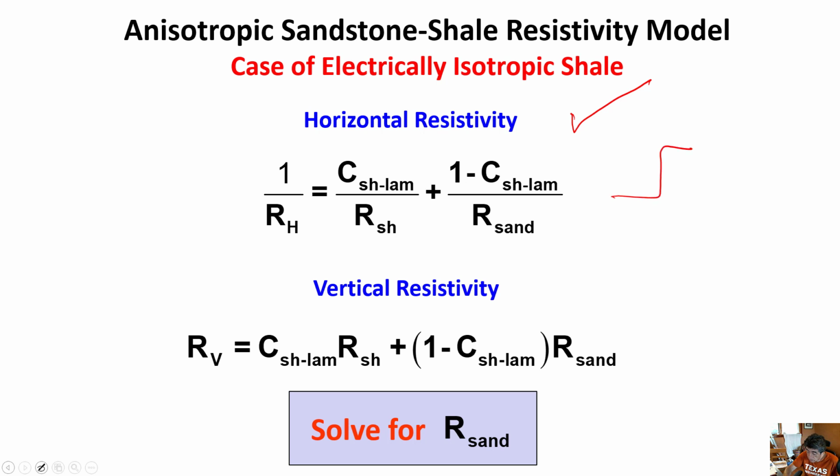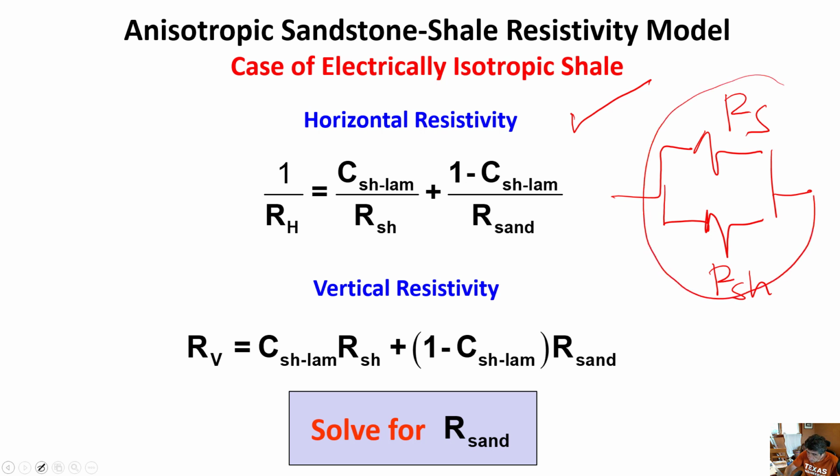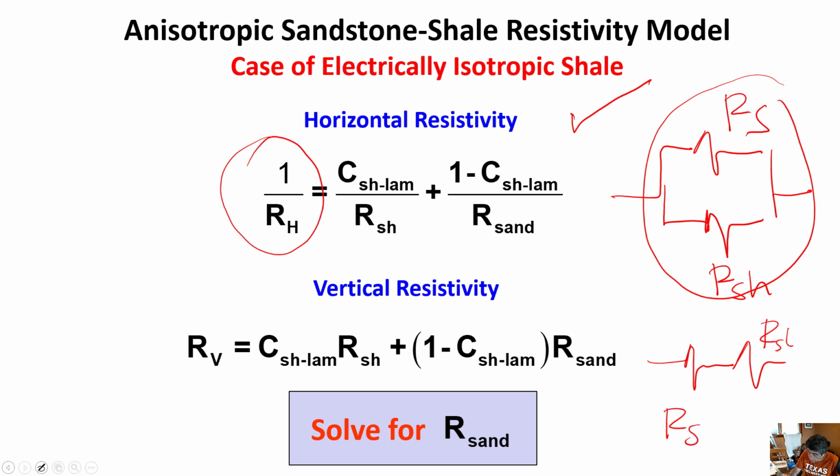It's almost like you have two resistivities here: one is the resistivity of the sandstone, one is the resistivity of the shell. And then the total resistivity is the one that is measured here. Whereas if you measure the vertical resistivity, essentially you have a circuit in series where you have the resistivity of the sandstone and the resistivity of the shell, and the effective resistivity is what you see here. If you remember your classes in basic circuits, that's how it works.